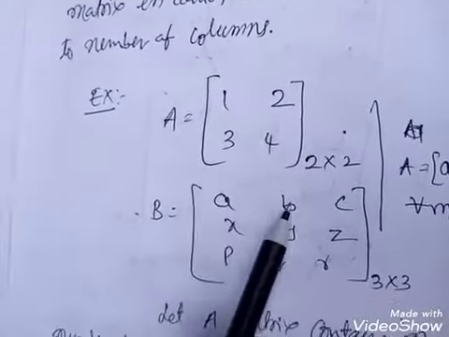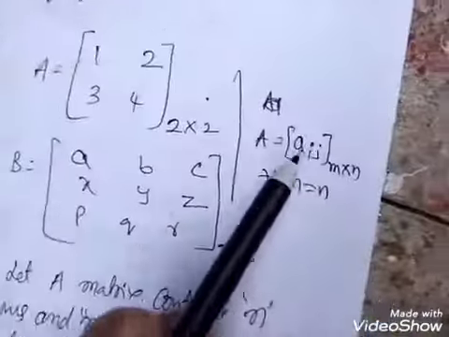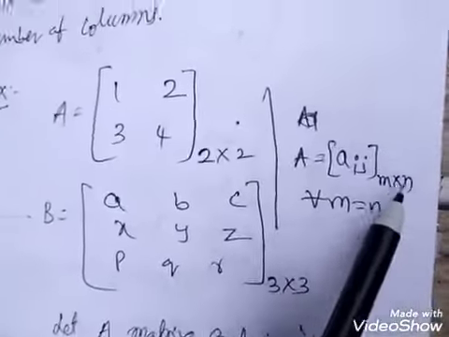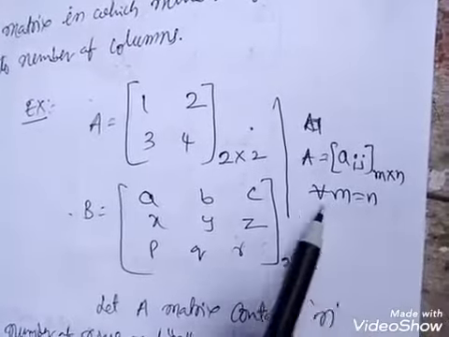How many columns are there? 1, 2, 3. Therefore, 3 by 3. That means A is equal to [aij], m by n, where m is equal to n.